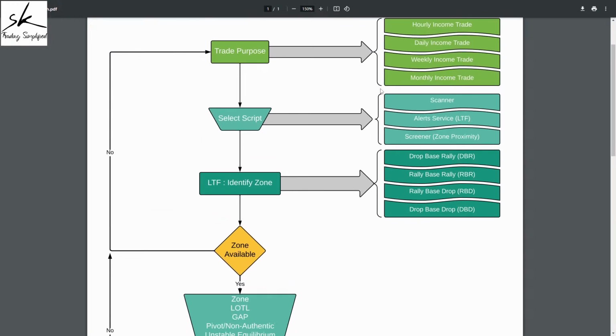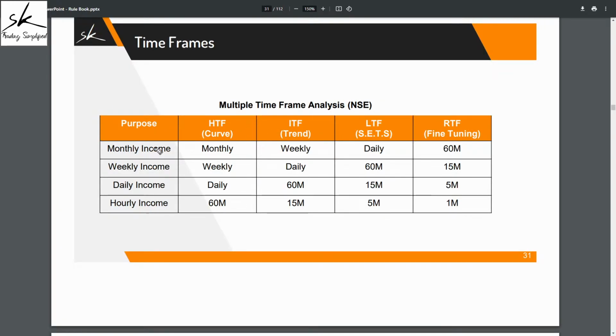So let's assume we got a list, and in that list, the very first symbol was ABC. And what are we supposed to do next? On ABC, we need to go to the lower time frame. So the question now is, what is my lower time frame? We got the answer from our step number 1: when we opted that I want to plan monthly income trades, my lower time frame was defined as daily.